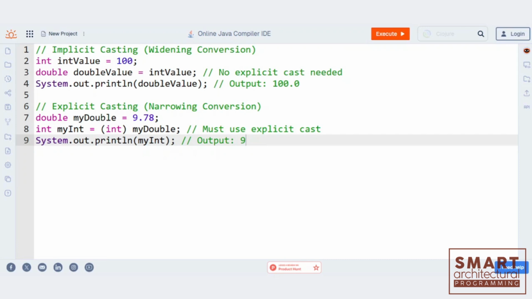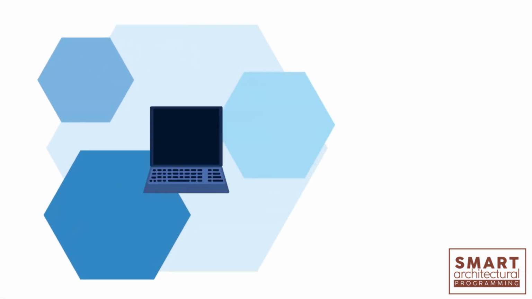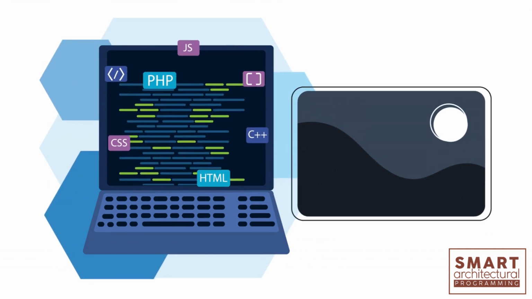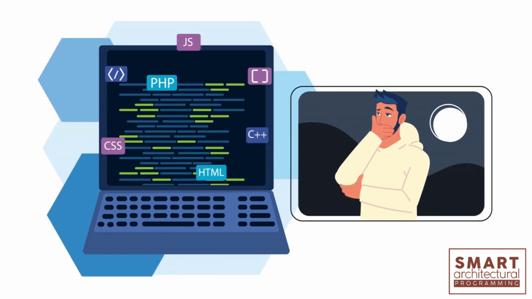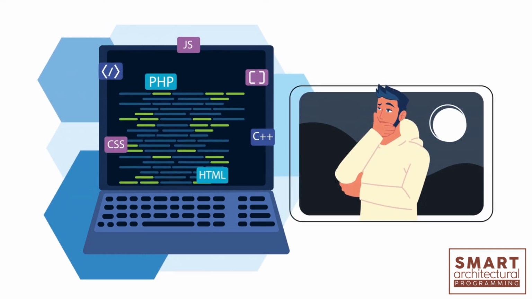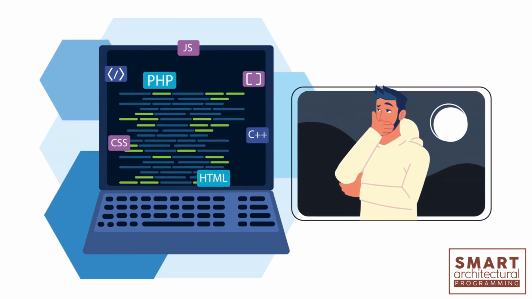So let's wrap up our video. Basically, we've covered operators and typecasting in Java in this particular chapter, the first video of chapter 3. These are essential concepts for writing efficient code.